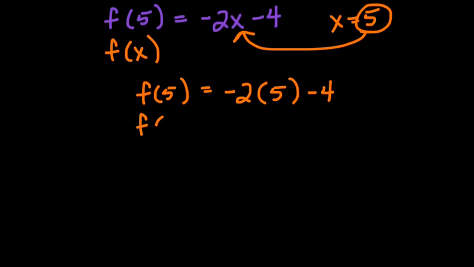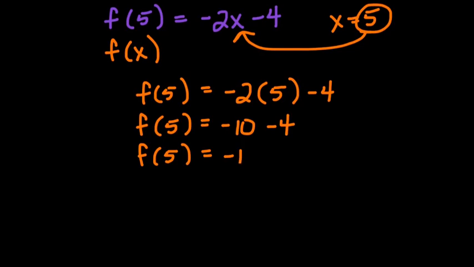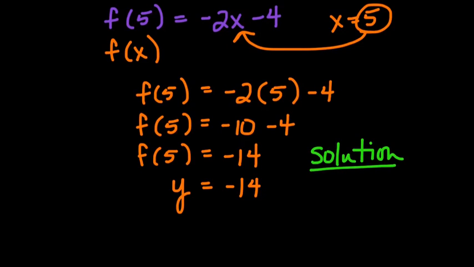So then we have again f of 5 is equal to negative 2 times 5, which is a negative 10. And then we bring down that negative 4. So f of 5 is equal to negative 10 minus 4, which is negative 14. And again, that f of 5, that's just the y value. So when the x value is 5, the y value is negative 14. I could write this as a solution. And the solution, when I say that, what I mean is the coordinate. So the solution here, when x was 5, the y value was negative 14.